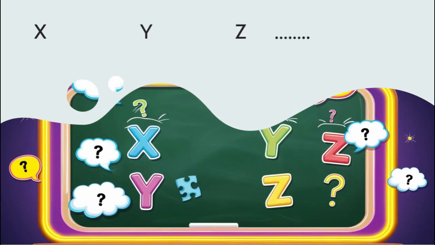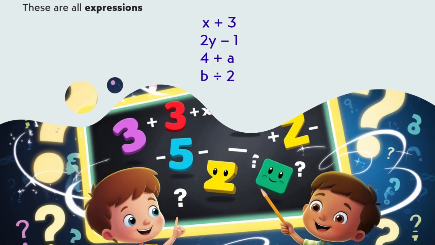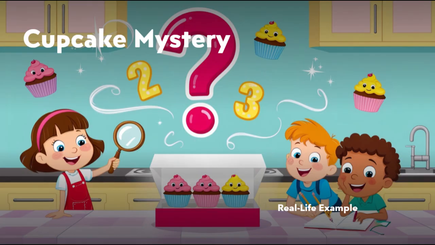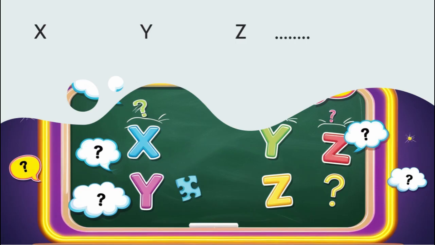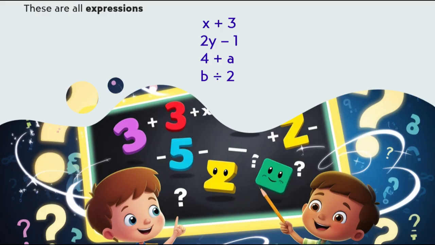Quick recap. A variable is a letter that stands for a number. An expression is a math sentence with numbers, variables, and operations. We use them to solve everyday math problems. Wasn't that fun? Now you know what variables and expressions are.